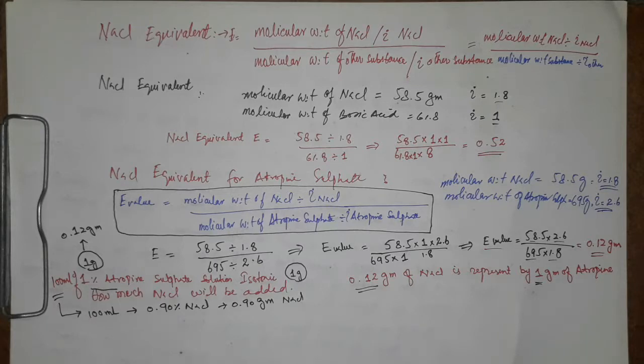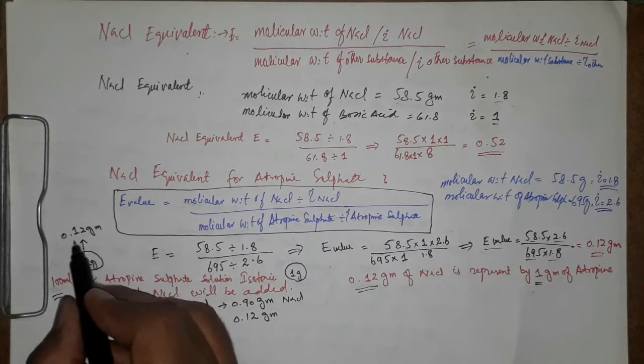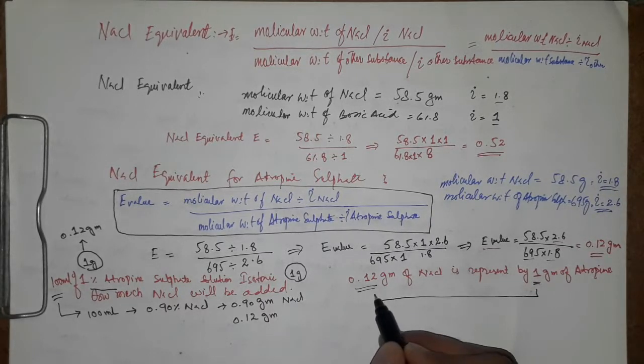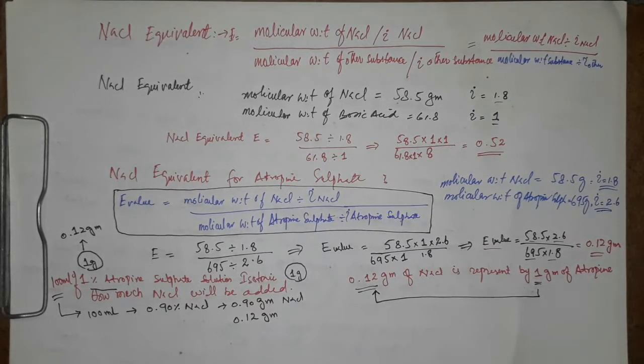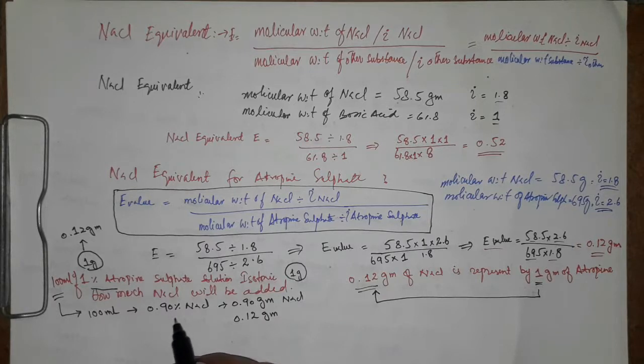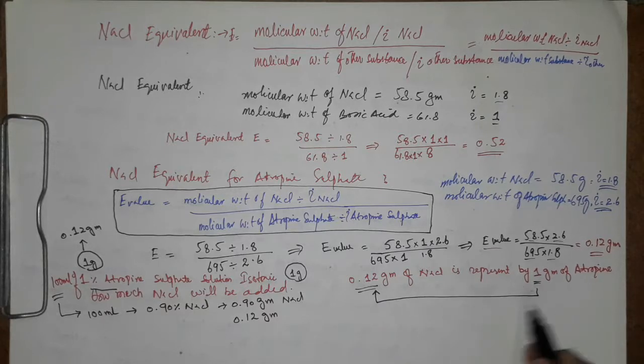Now it is very easy. Just simply subtract 0.12 grams, because we have seen here that this 1 gram of atropine sulfate represents 0.12 gram of sodium chloride. So to make a 100 ml solution isotonic, we need 0.90 percent or 0.90 gram of sodium chloride. So already 1 gram of atropine sulfate is present in this 100 ml solution.